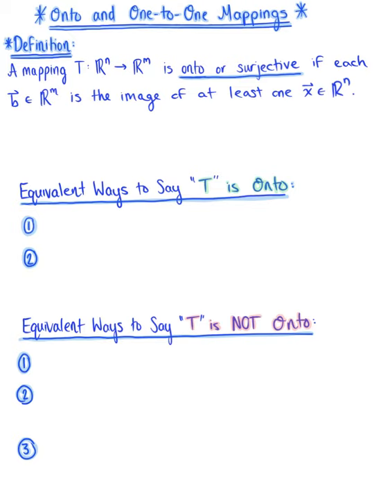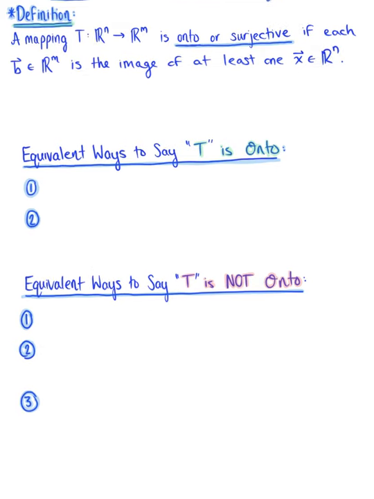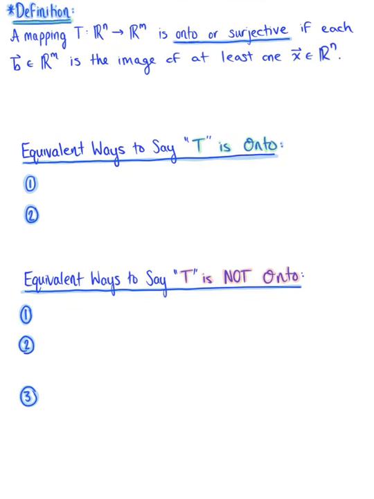So here we begin our exploration of transformations being onto and one-to-one mappings. And our first definition that we are going to explore together is that of an onto mapping, which is also known as a surjective mapping. So we say that a mapping T from Rn to Rm is onto or surjective if each vector B in the codomain, Rm, is the image of at least one vector x in the domain, Rn.